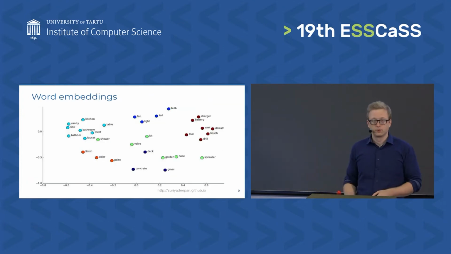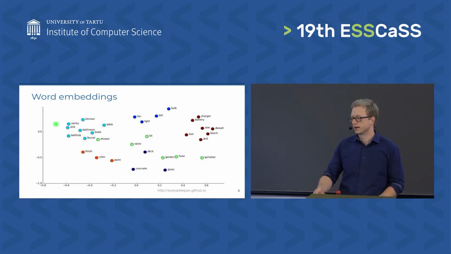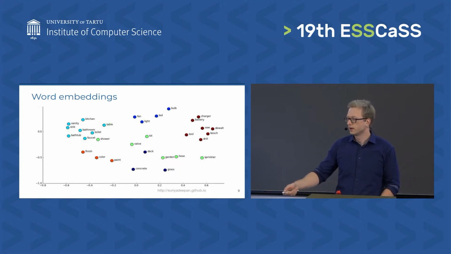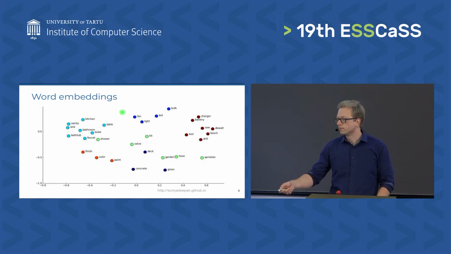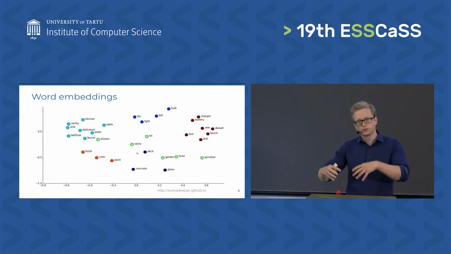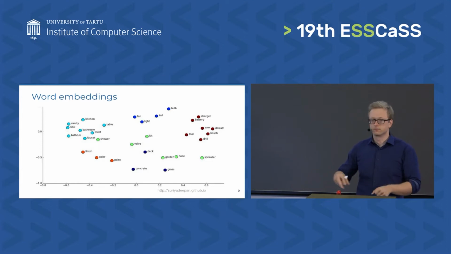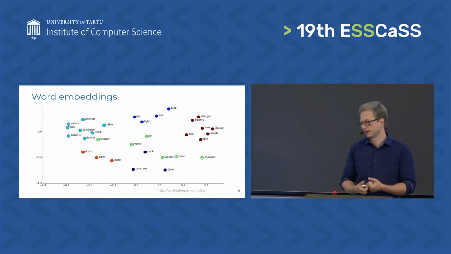This is an example of what we get out. We have really nice clusters here of kitchen, sink, bathroom, toilet in this area, and fan, light, and bulb in this area. So the words do end up in meaningful clusters based on how they're used in text.